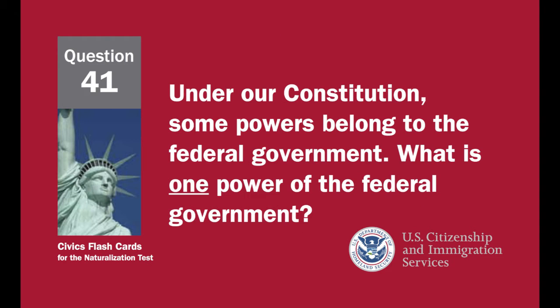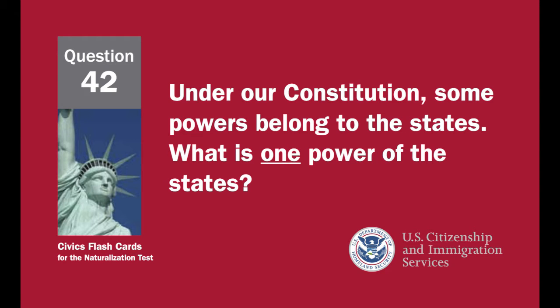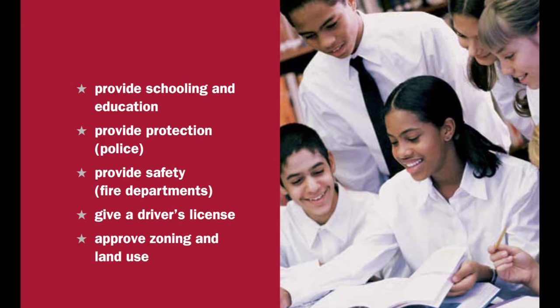Under our Constitution, some powers belong to the federal government. What is one power of the federal government? To print money, to declare war, to create an army, to make treaties. Under our Constitution, some powers belong to the states. What is one power of the states? Provide schooling and education. Provide protection, police. Provide safety, fire departments. Give a driver's license. Approve zoning and land use.